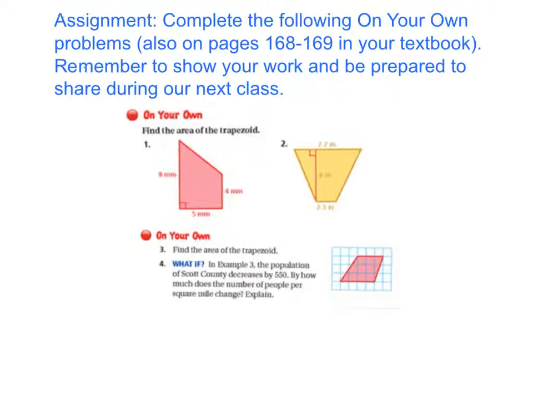Your assignment for this lesson is to complete the following on-your-own problems, which are also found on pages 168 and 169 in your math textbook. Remember to show your work and be prepared to share during our next class.